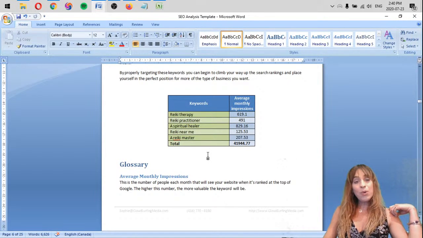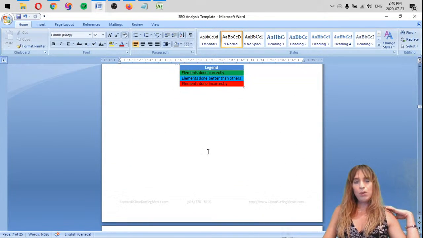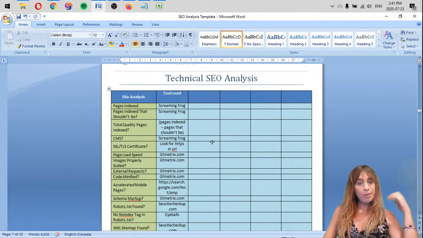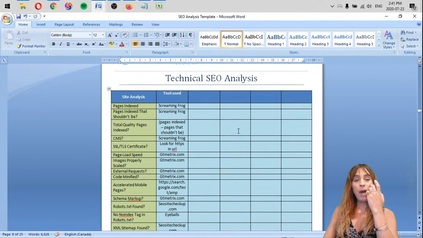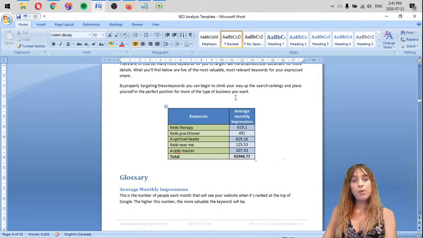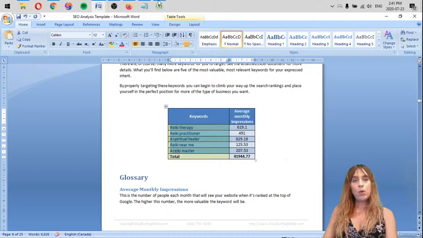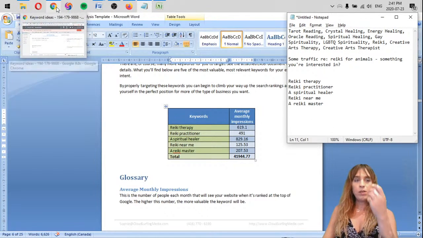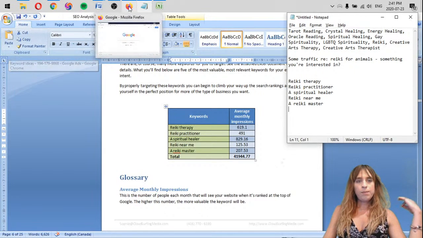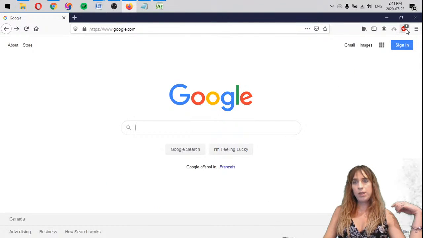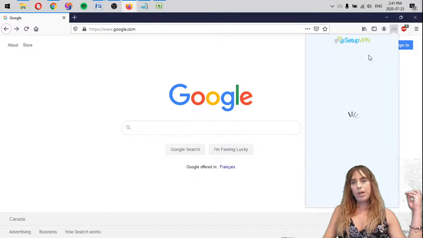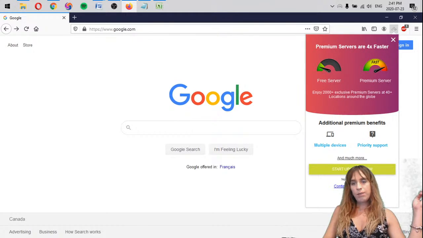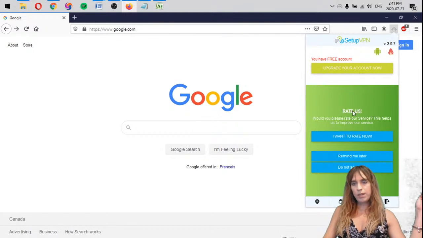So now the approach is to figure out what's going on with his website and what's going on with his competitors' websites. So before we do that, we need to figure out who his competitors are in the first place. So what I'm going to do is some keyword research. So I'm going to go to Firefox and use my free VPN here.